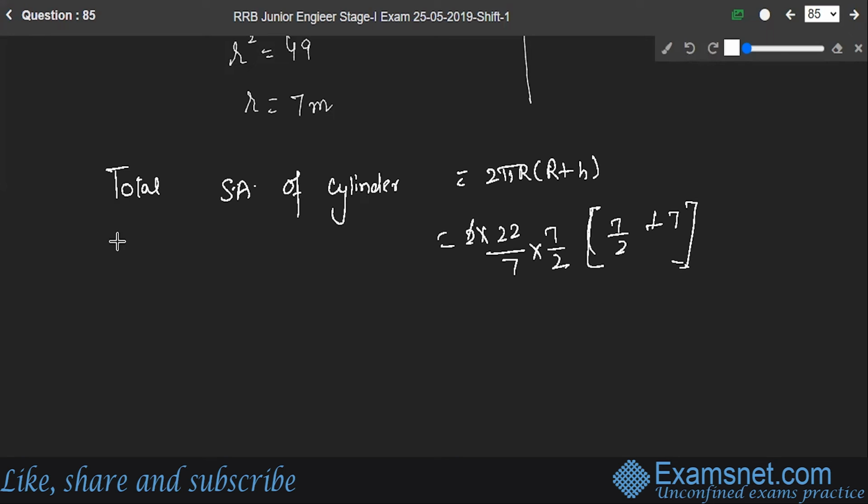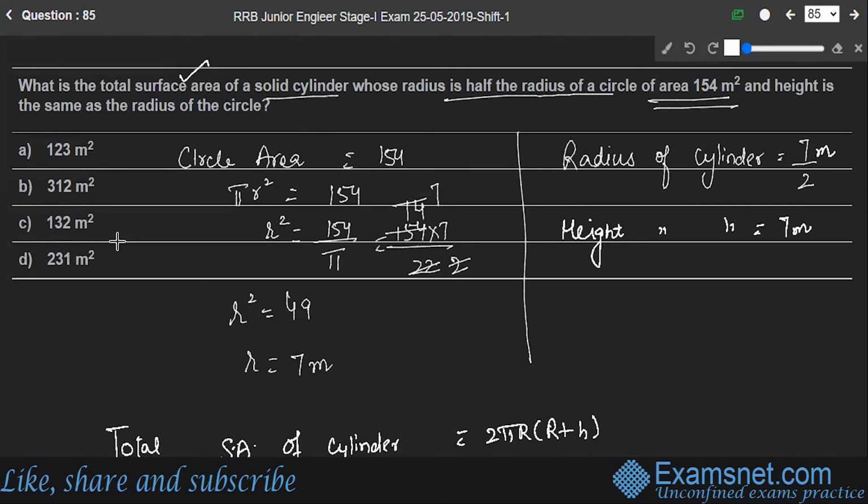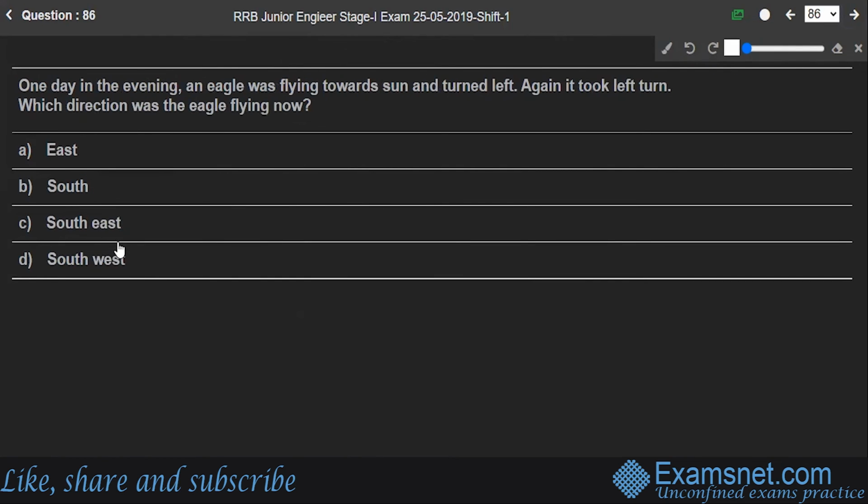Okay, so this 2 and 7 will cancel. You will have 22, and here will be 7 plus 14 by 2, which will be 21 into 22 upon 2, which will give you 231 meters square. Okay, so 231 meters square. Option D is the correct answer. Hope you got that. Next is question number 86.